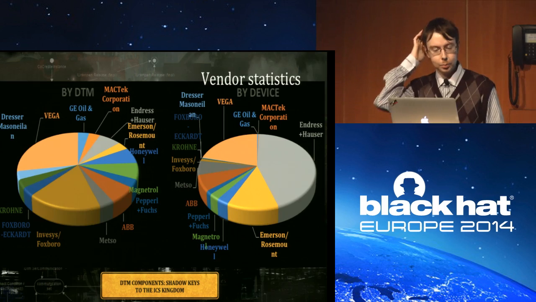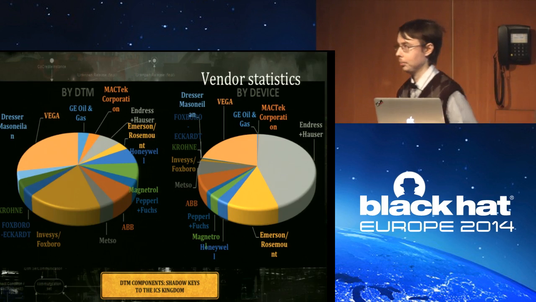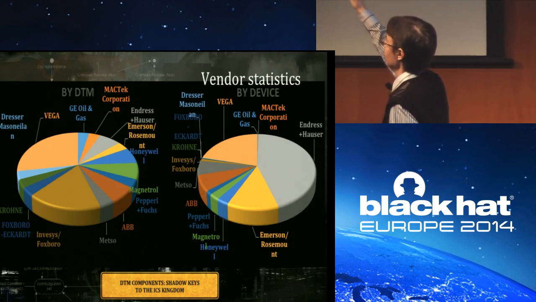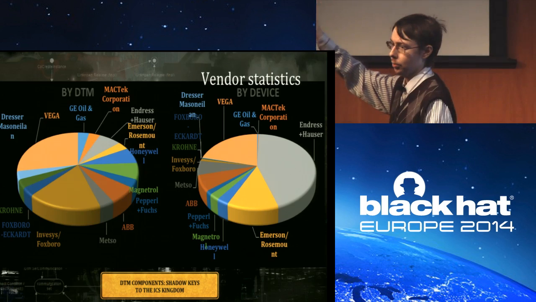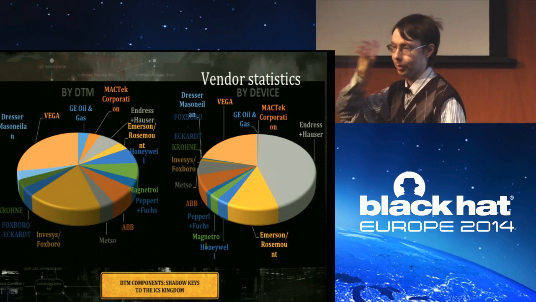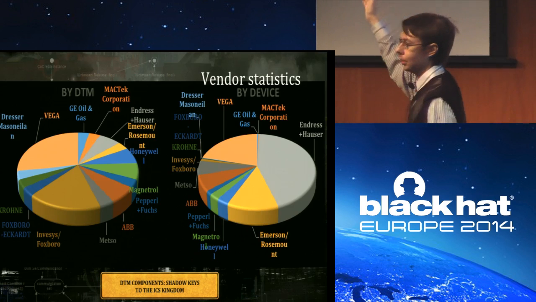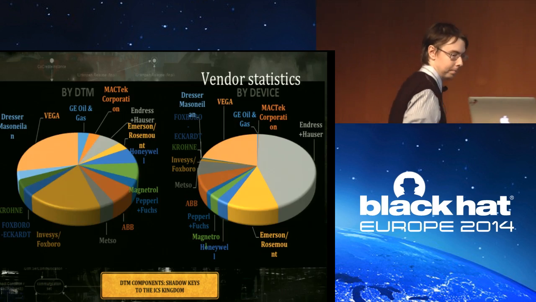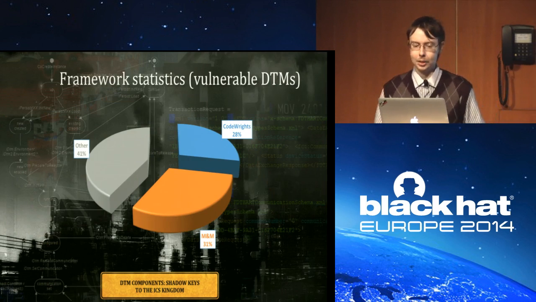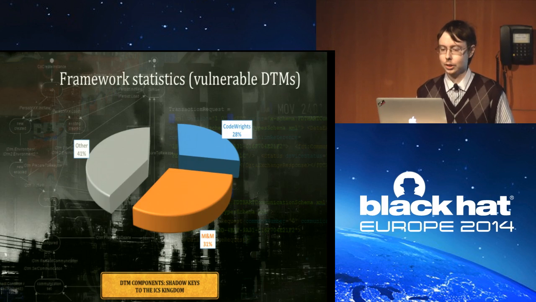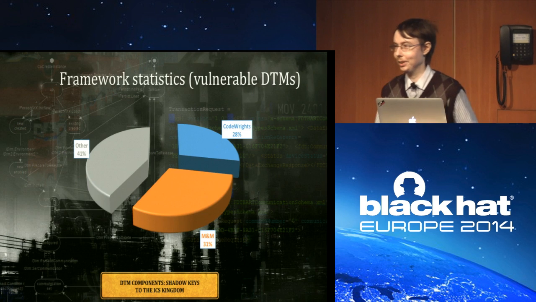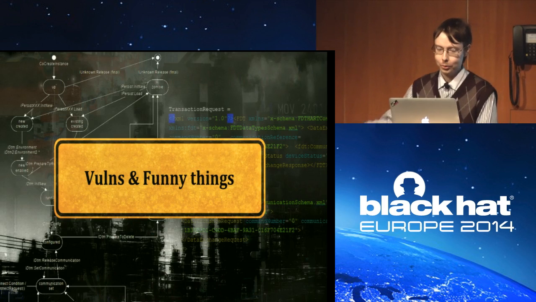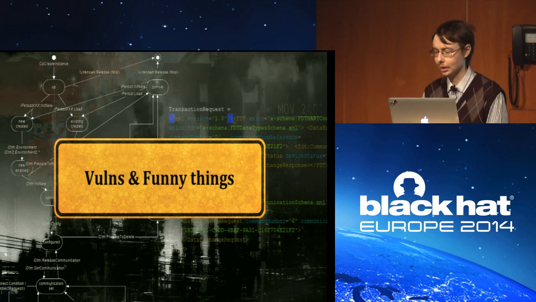But we can show you the distribution of found vulnerabilities by vendor in two views, by DTMs and by devices. As you can see, for example, Endress+Hauser has vulnerabilities only in several components, but the devices affected by these vulnerabilities are a really large count, about half of all devices. That's how it works. And the same stats, but by source: using or not using outsourcing does not affect the resulting quality of DTM components. About 50-50. So time for some fun, and we'll show you some strange vulnerabilities and funny things.